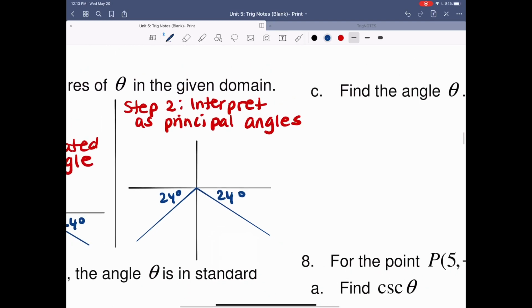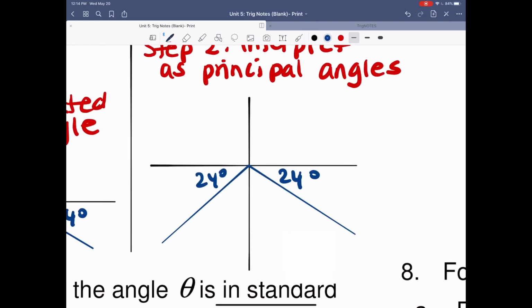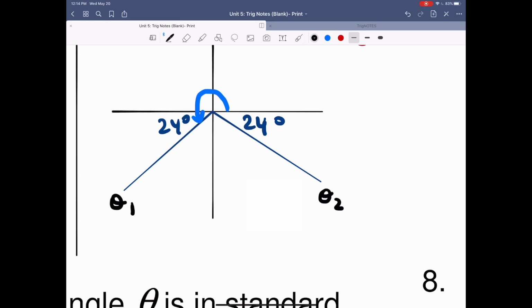So basically, we already know this much information, and the last part is to interpret it. From here to here, that is your first angle. And so what is my angle going to be? Well, I basically need to do 180 plus 24, which is equal to 204 degrees. And that's my theta 1.